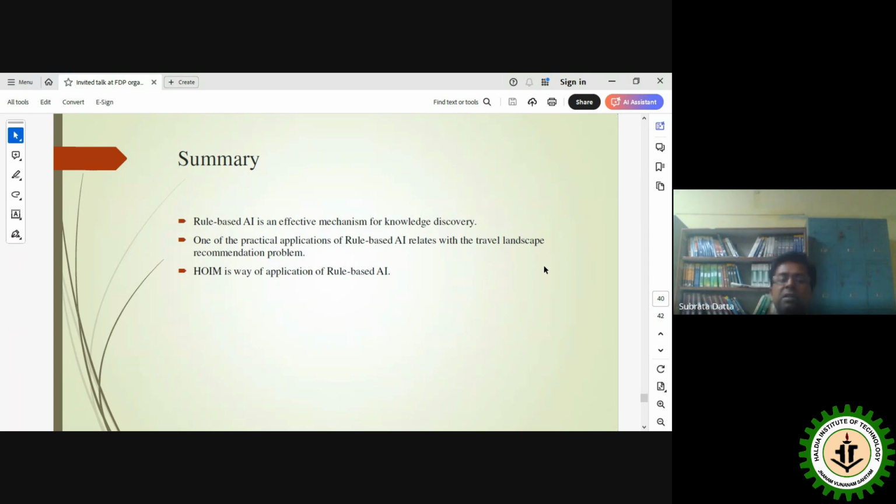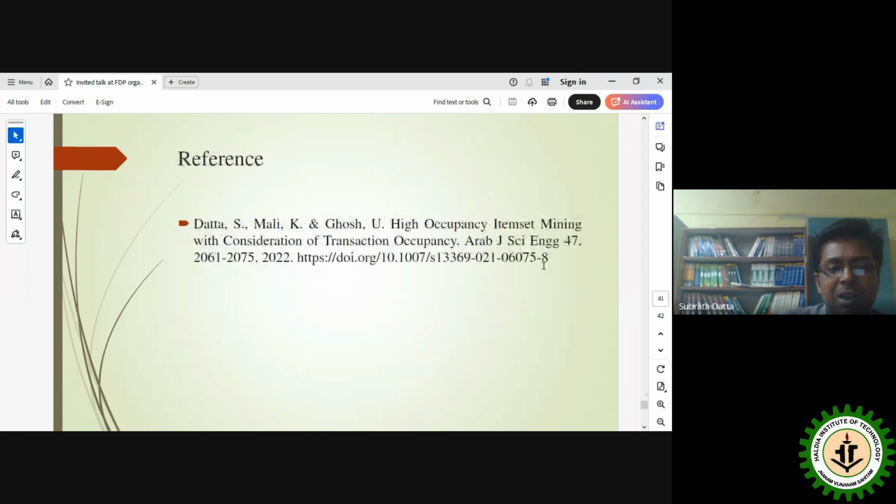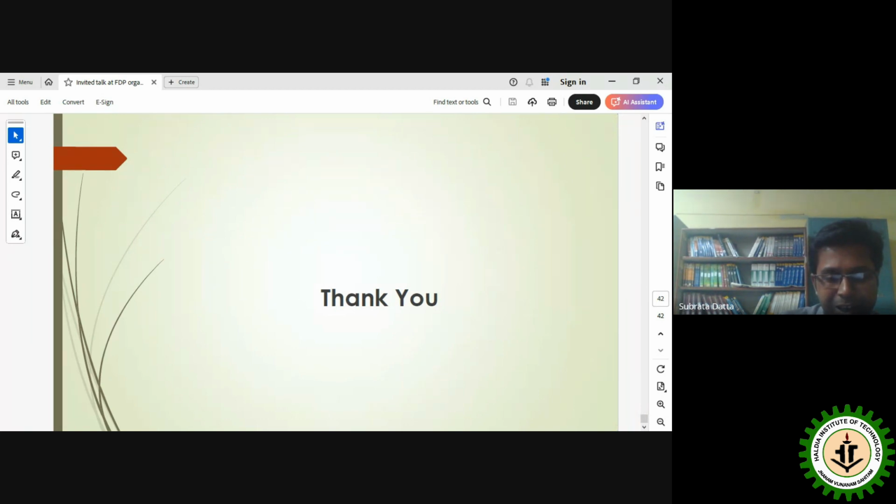So in summary, we can say that this concept can be applied to the travel landscape recommendation problem, and the proposed algorithm OIM is a way of applying rule-based AI. So this occupancy-based rule-based AI can be applied in a real-life problem, the design of a travel landscape for any company. This is the significance or application of this particular study. If somebody is interested, they can go through these publications.